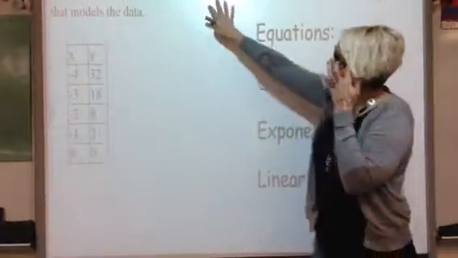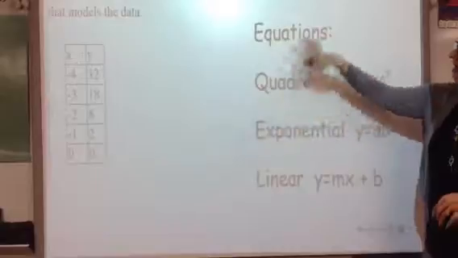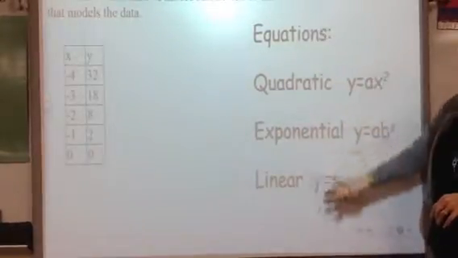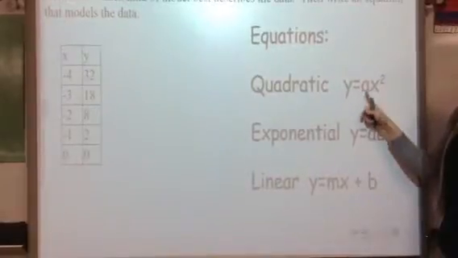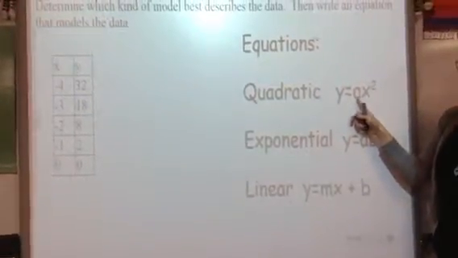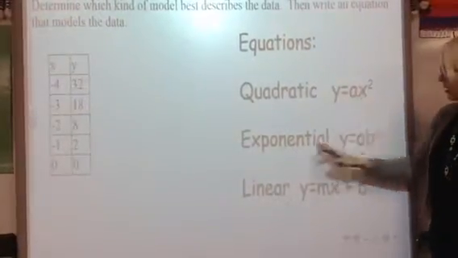Now, which kind of model best describes this data? And then we have to write an equation for it. So these are our 3 equations we're going to use. Y equals ax squared. A is going to be that value. We're going to use maybe a little bit of substitution.